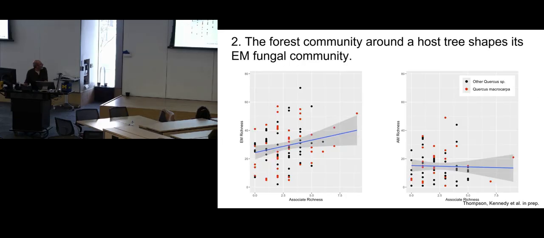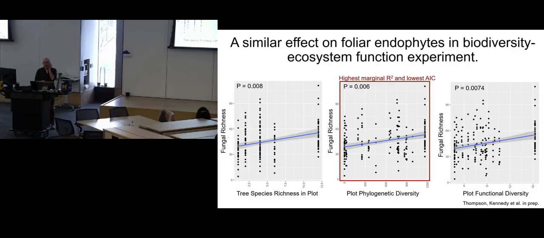Second thing that's important is that the forest community around each host tree strongly shapes the diversity and composition of the mycorrhizal fungal community. This is from their range-wide data, for the ectomycorrhizal fungal community, not for the arbuscular mycorrhizal fungal community. We also have data from a biodiversity ecosystem function experiment where we're controlling diversity. They found the same thing. This is pretty preliminary data, but it supports the same basic finding.